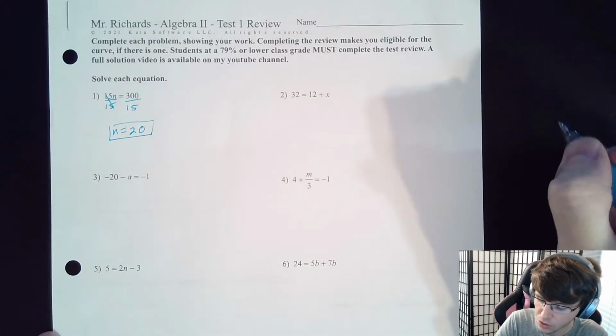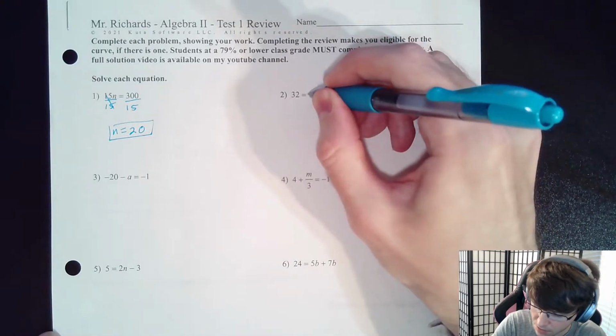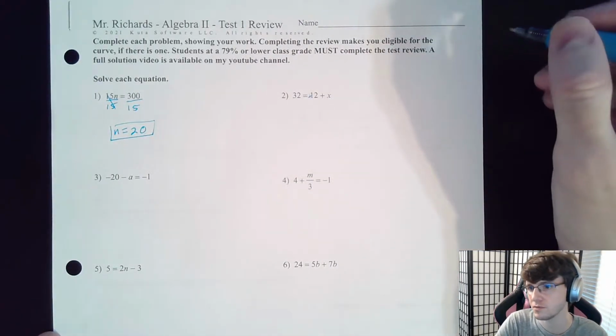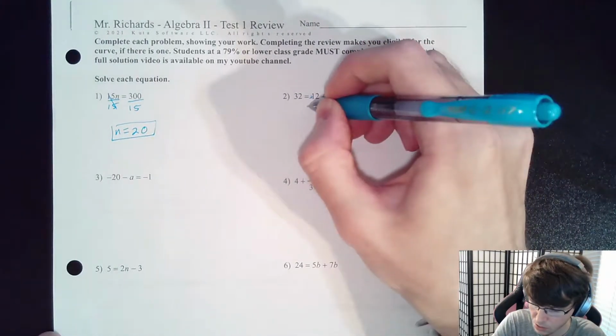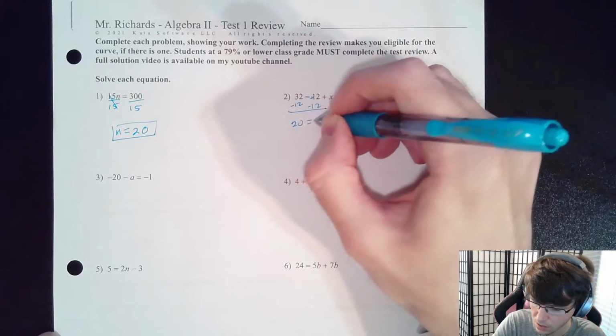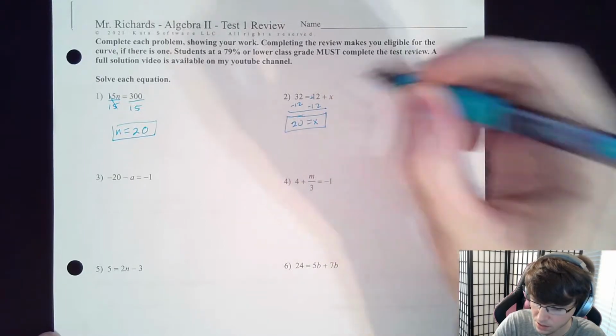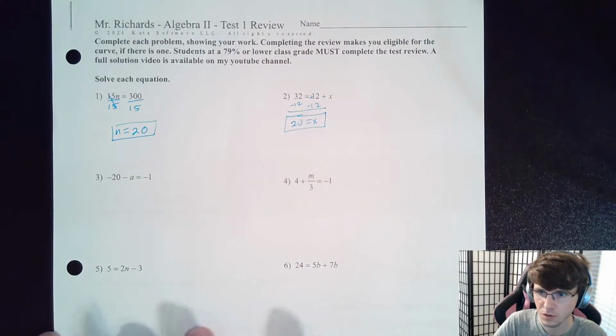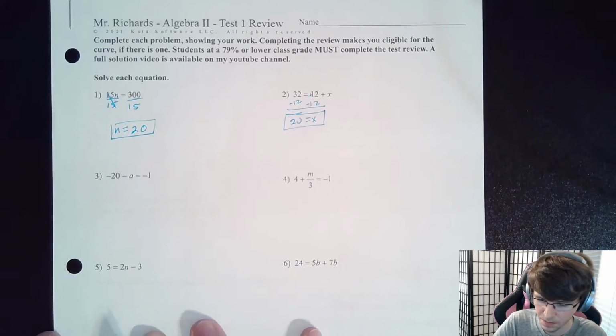After that, number 2, don't forget there is a little invisible plus sign in front of this 12. So how do we solve for x here? We just got to subtract 12 on both sides. And really, it's just a one-step question. We get 20 is equal to x. Hopefully those first two are easy enough.